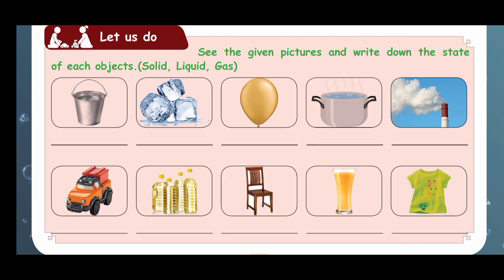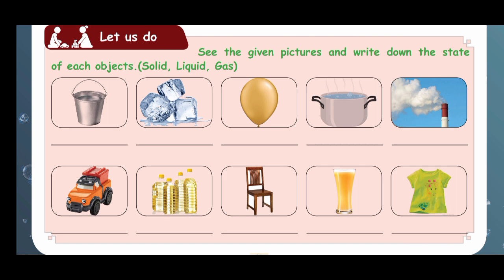Next one, it is a boiling liquid. So liquid. Next one, it is smoke from industry. Smoke is a form of gas. Next, a truck. Truck is a solid object. So write solid. Next, can of water or oil. So it is in liquid form.